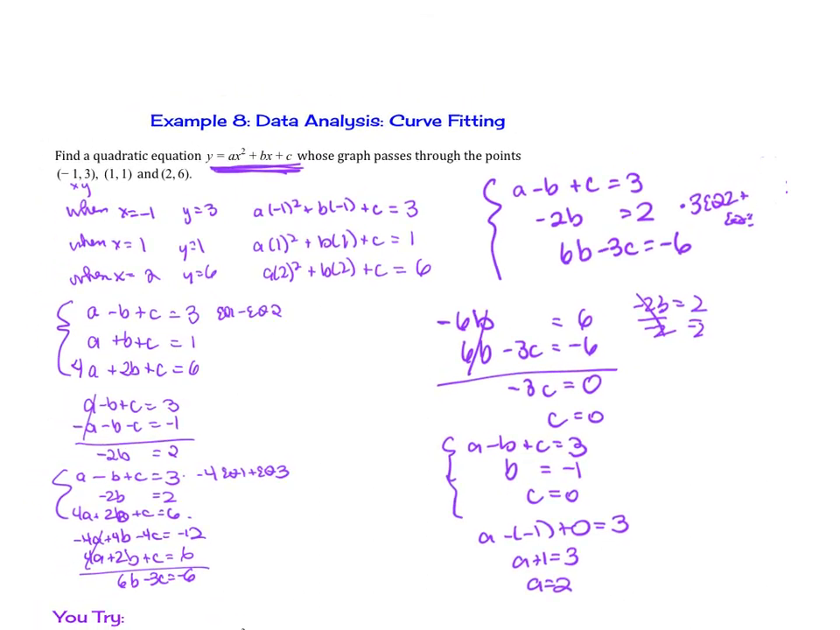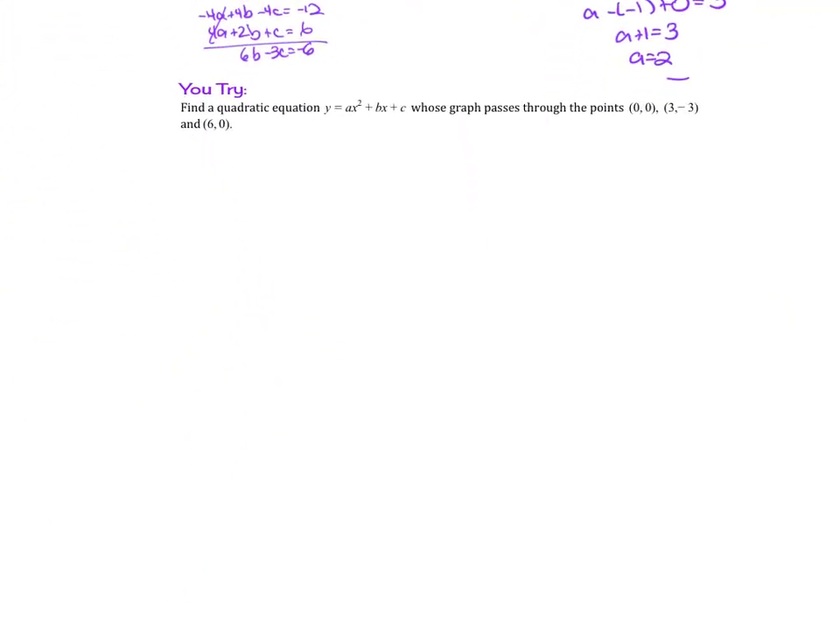So now our equation, a is 2, b is negative 1, so we can say y equals 2x squared minus x. And so that is our equation. So just more practice in solving systems. So go ahead and try this last example here.